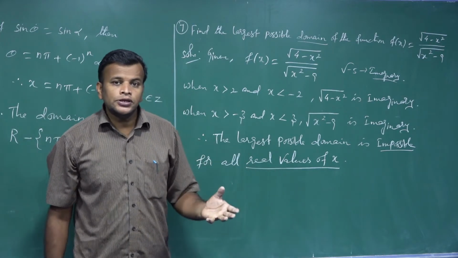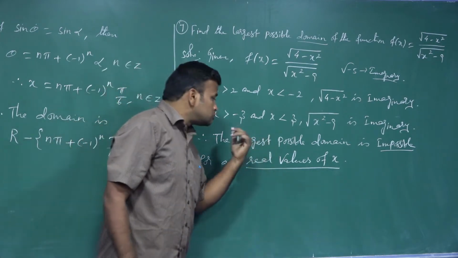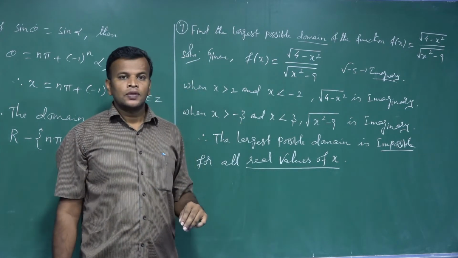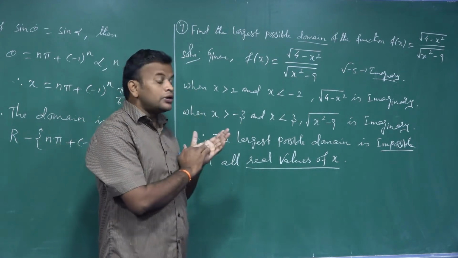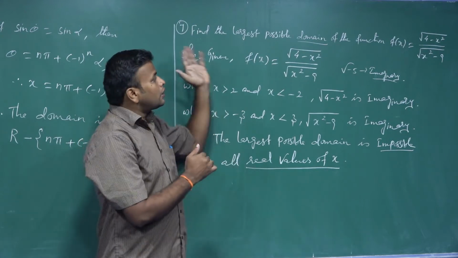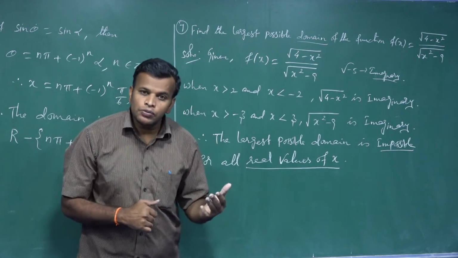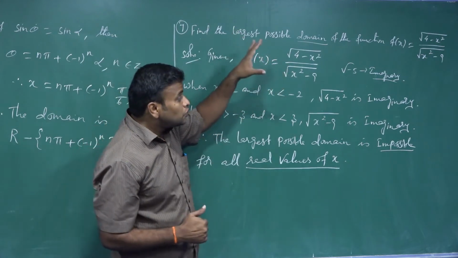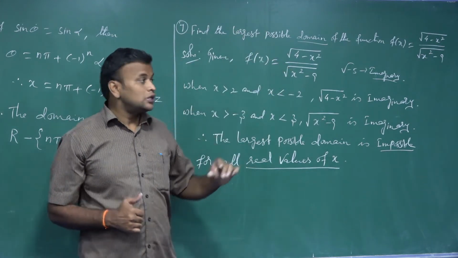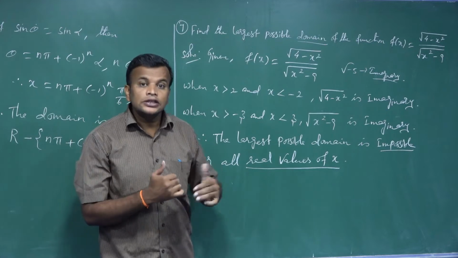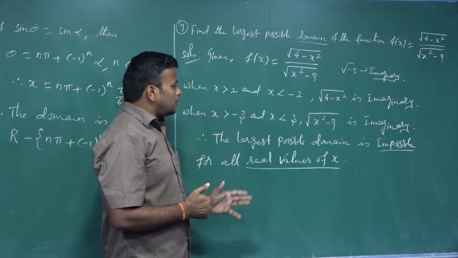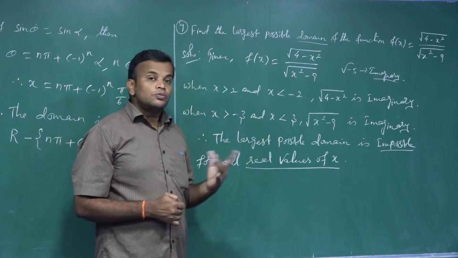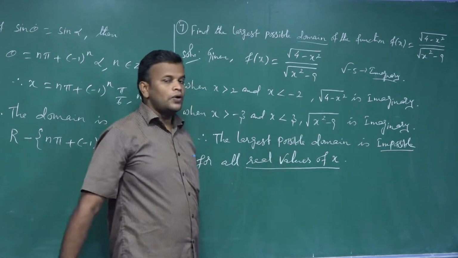So when is it possible? It's possible when the values of x are imaginary. But with imaginary values, we can't draw a plane or a diagram. It is impossible in Cartesian form, but it is possible in the Argand plane. It is in complex numbers, which lies at 12th standard level. But here, the largest possible domain is impossible for all real values of x.